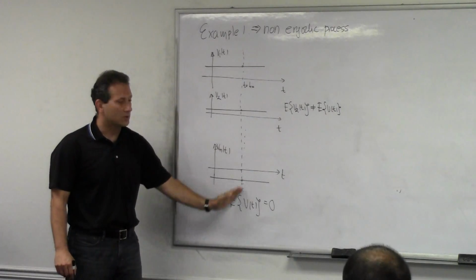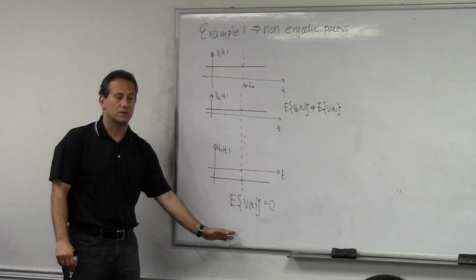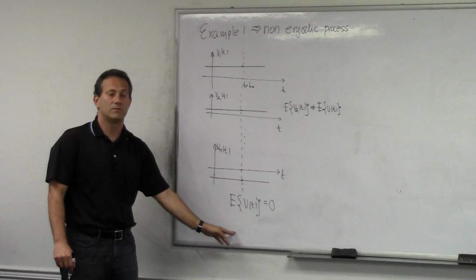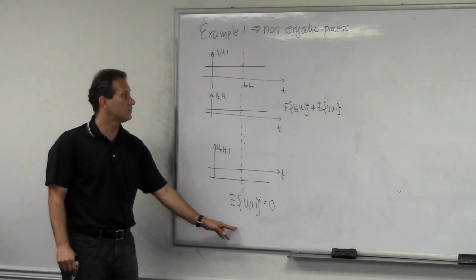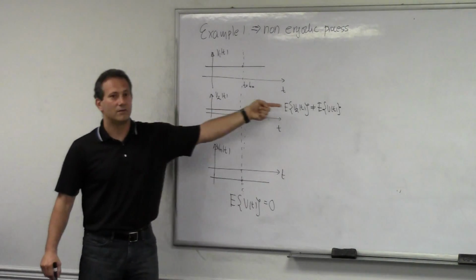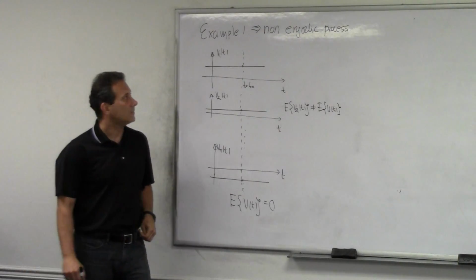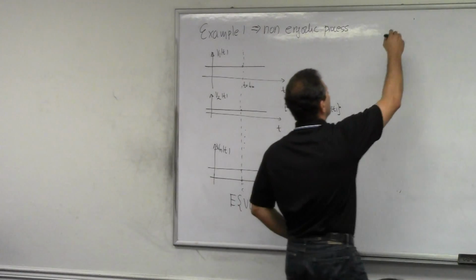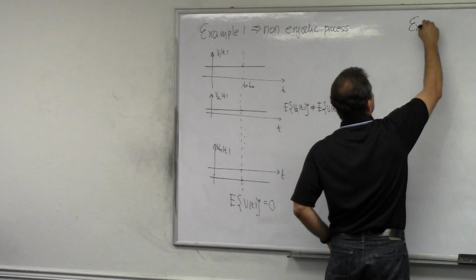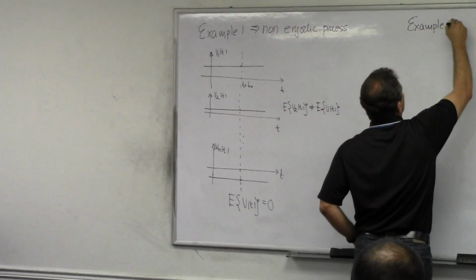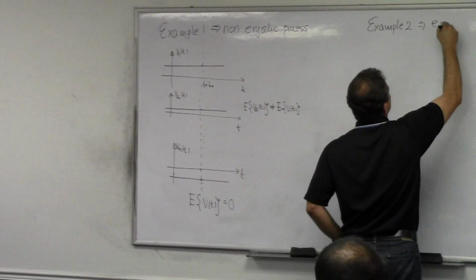This is averaging across the samples, an ensemble of realizations of this process. This would be averaging across the time, and they give me a different result. Let's look at example 2, which is an example of average. Example 2. This is an ergodic process.